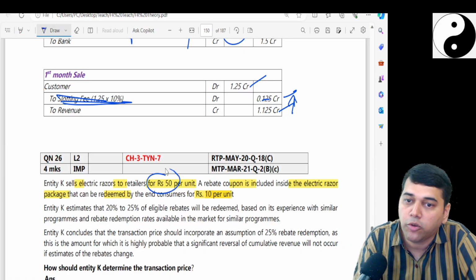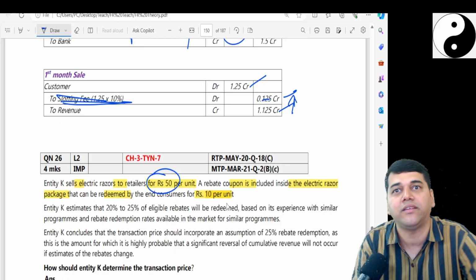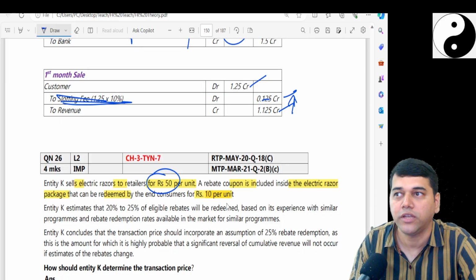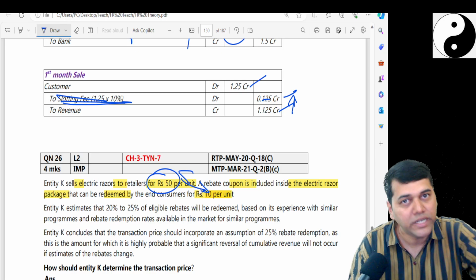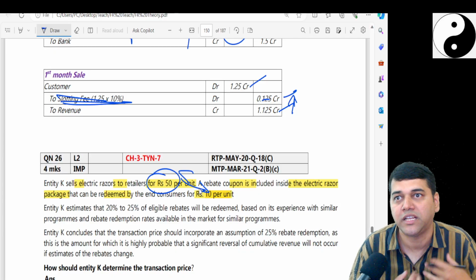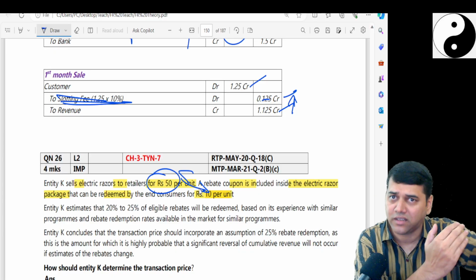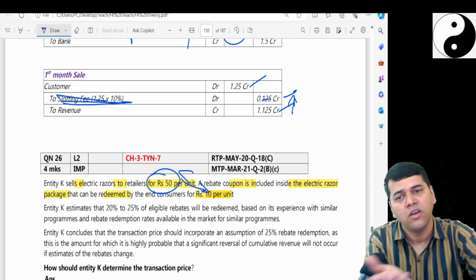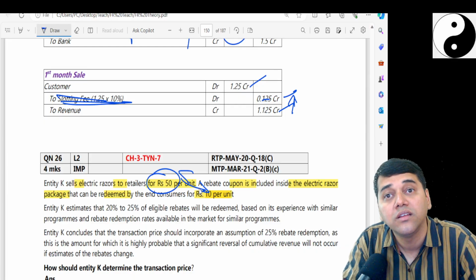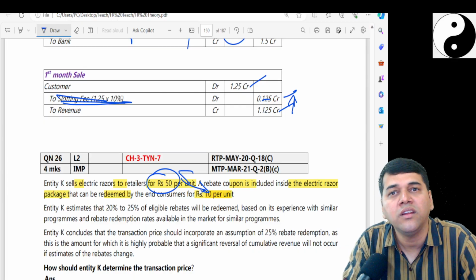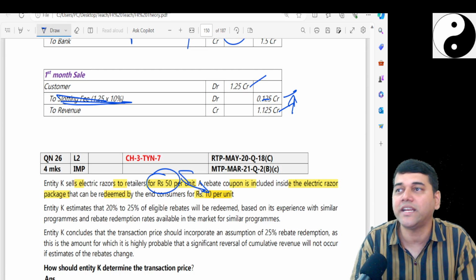Can they come without buying for 50 rupees? Can they come and say, sir, you give me 10 rupees? No, because this sale and this sale are interconnected. You didn't get anything distinct back from the customer. That's what I'm telling you. These coupons, you can treat like a variable consideration, discount, or you can treat like a consideration payable to the customer. It's not distinct because you didn't get anything, no.